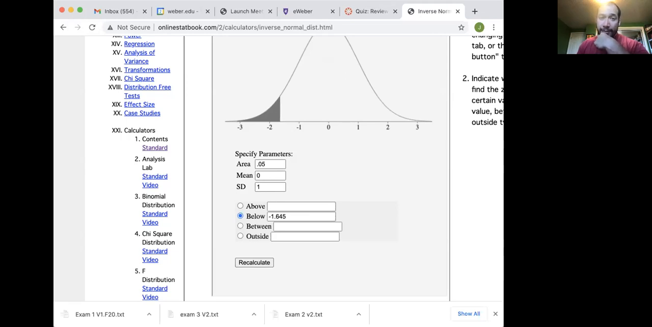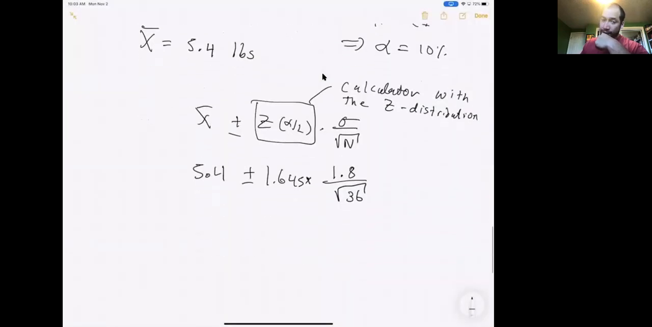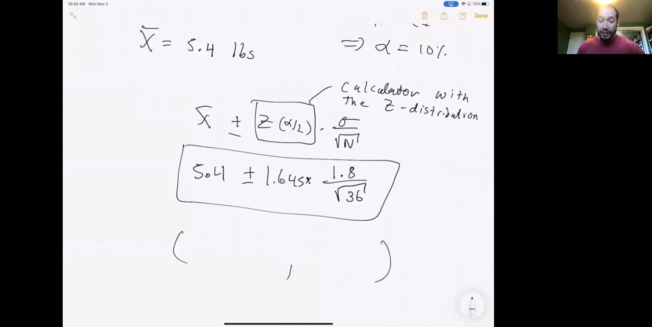Okay, so now let's go back to the iPad and finish off this problem. When you plug in all this information, your confidence interval should look like this right here. Then you just need to calculate it out and determine what the upper and lower values are. You're going to get 5.89 as the upper number, and the lower number is 4.90. And that's your confidence interval.